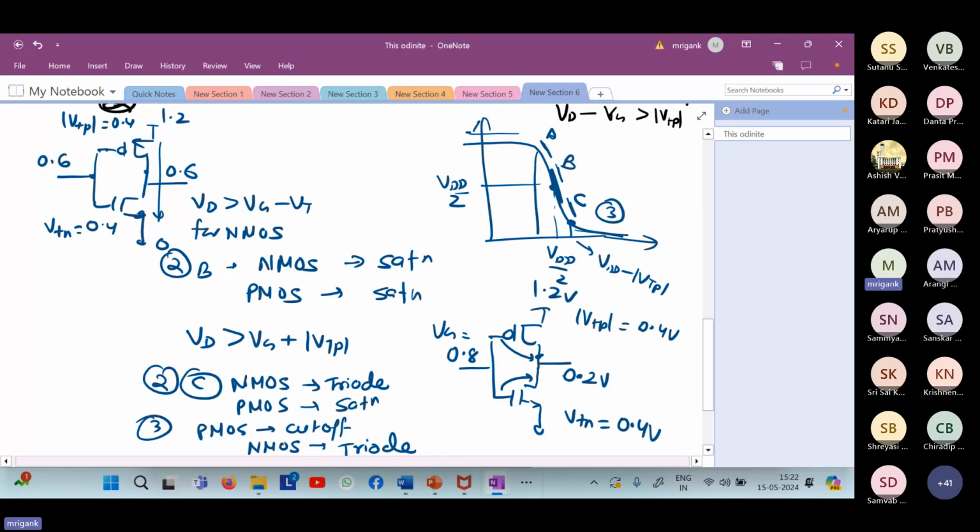So this point conceptually should be clear: across the entire transfer characteristics, as we move from Vin equal to 0 all the way to Vin equal to VDD, how the MOSFET's operation region changes. And if we are looking at the point B for analog operation, we can make it work as an amplifier. But in digital operations, we operate them in region 1 or 3. Either PMOS fully on or NMOS fully on, and vice versa. Any question before we proceed further?